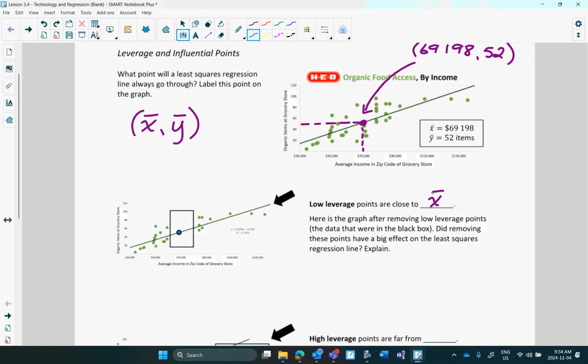So what we can do is basically take a box like this around the x mean, and take those points out. If we take those points out, does it look like it has a huge effect on the line? Does it look like it changed the slope of the line or the y-intercept? No, not really.